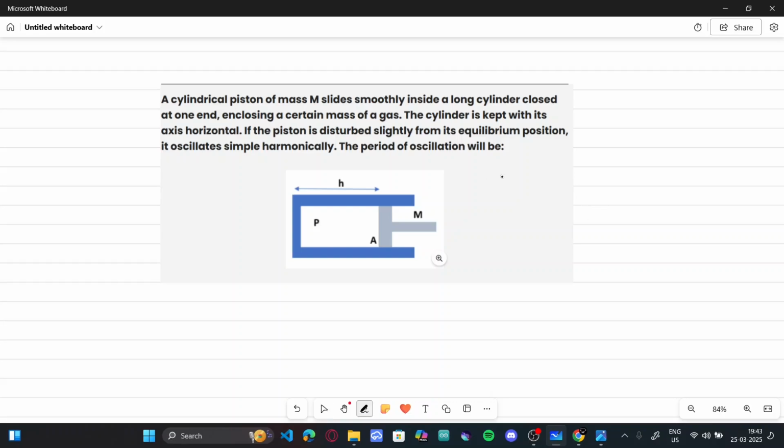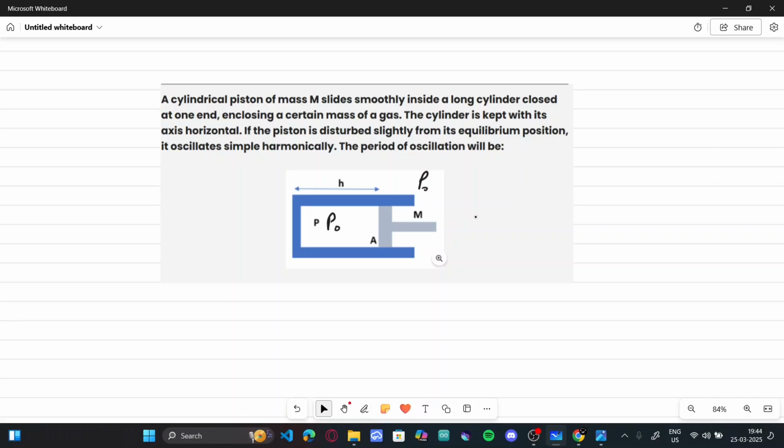I have another physics problem for you. So let's have a look at it. Well, this is a cylinder. It's filled with air, and this is a piston. So this right here is in its equilibrium position as given. So the pressure here will be the same as here.